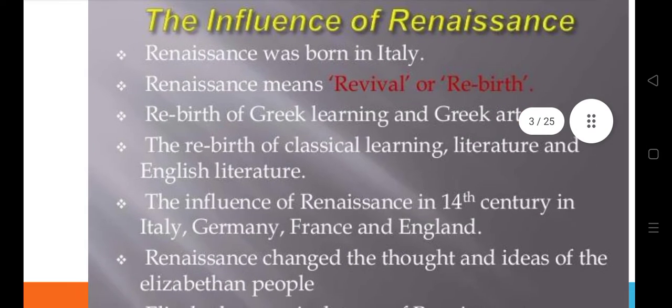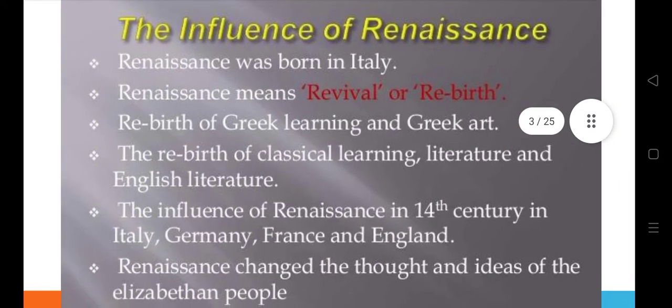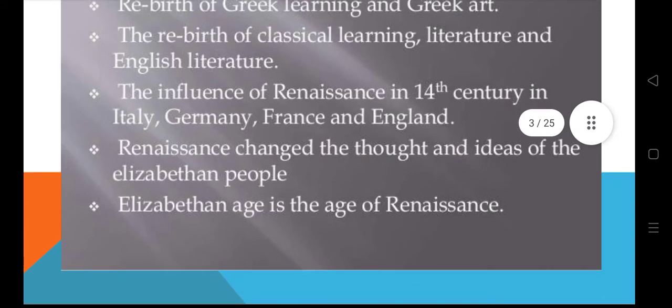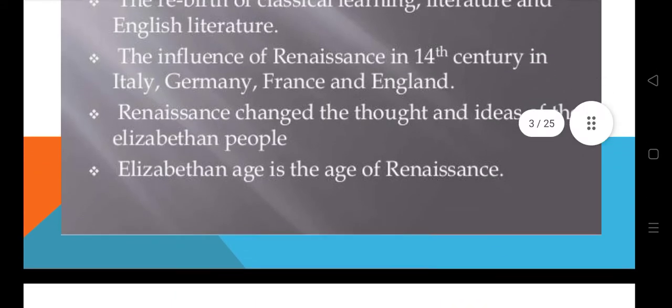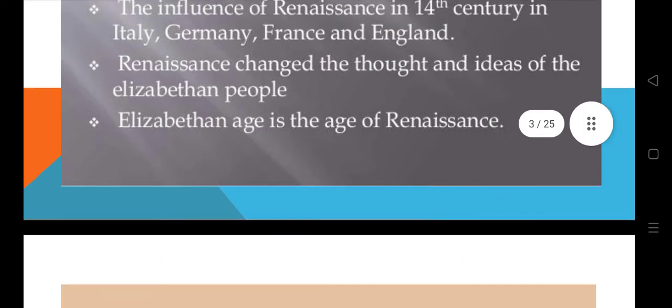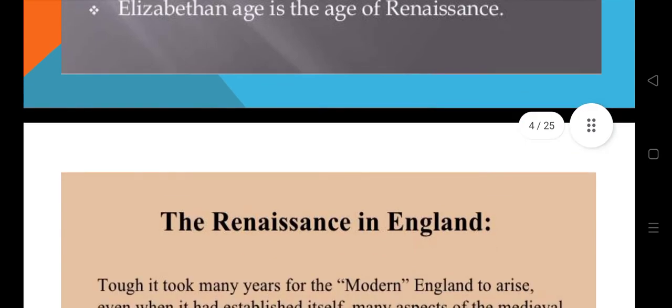So what are the influences of the Renaissance period? We'll discuss here. The Renaissance started in Italy, you know that, and Renaissance means rebirth, revival. So the Renaissance poets got inspiration from the Greek art and classical poets as well. There was an advancement in learning, literature, language as well, and the influence of the Renaissance spread everywhere. So it changed the thoughts and ideas of Elizabethan people. The Renaissance age is also known as the Elizabethan age because it was the reign of Queen Elizabeth. So this is the age of the Renaissance.